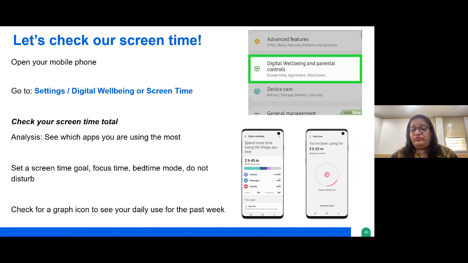So open your cell phone. Let's do a small activity. Everybody open your cell phone. If you feel like sharing, please go ahead and share in Q&A. If not, this is just for you. Just go to the settings and you will see this digital well-being or screen time option. Every smartphone now has this option. So check your screen time in total, take 30 seconds and see which apps you are using the most.